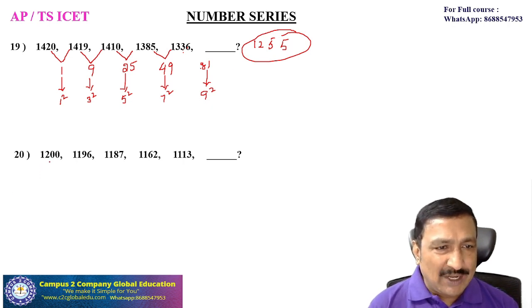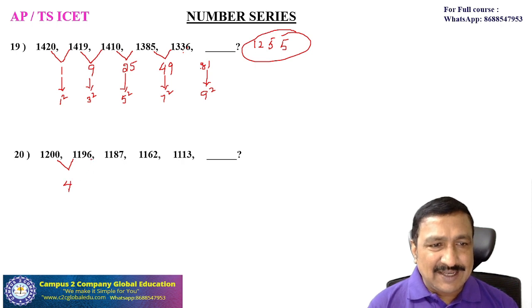So this is 1200. This is 1196. So how much is decreased? 4 is decreased. And this 1196, 1187. How much is decreased? 9 is decreased. And 1187 and 1162, how much is decreased? 25 is decreased. And 1162 and this one, how much is decreased? 49 is decreased.